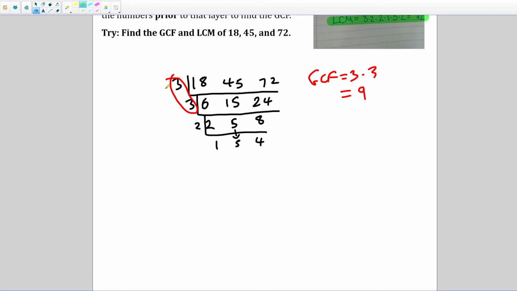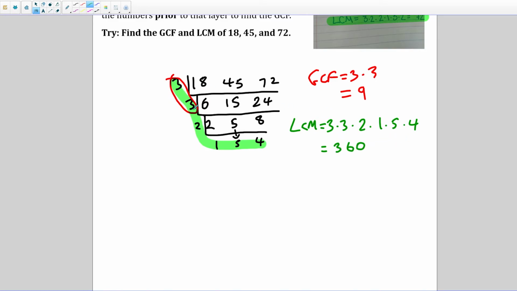I'm going to take all of the numbers here on the left-hand side, oops, let me redo that. All these numbers on the left and the ones on the bottom, and I'm going to multiply those together to give me my LCM. So my LCM is 3 times 3 times 2 times 1 times 5 times 4. Let's see what I end up with. I've got 20 times 2, which gives me 40, and 40 times 9 gives me 360.